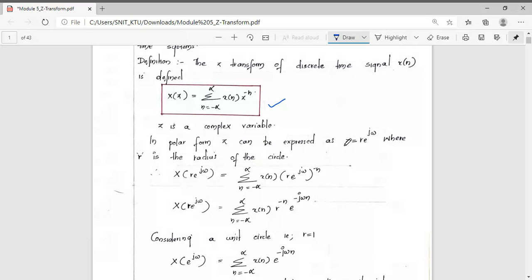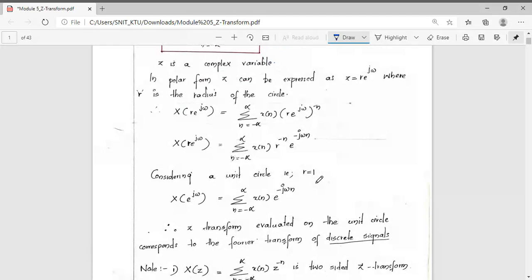Now we are going to rewrite the first equation by using this expansion for z. So X of r e raised to j omega is equal to summation x of n, r e raised to j omega, the whole raised to minus n. Then opening the bracket in the RHS, we will get summation x of n r raised to minus n e raised to minus j omega n.